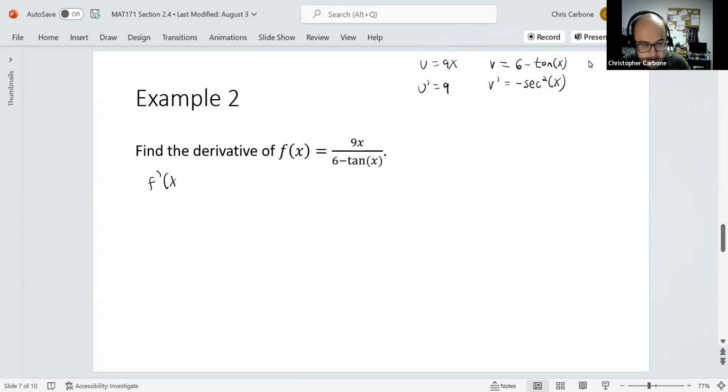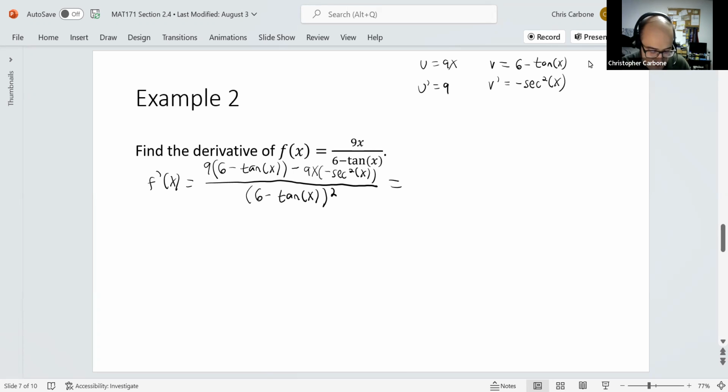So f prime of x is going to take 9 times 6 minus the tangent of x, minus 9x times the negative secant squared of x, all divided by the denominator 6 minus the tangent of x squared.